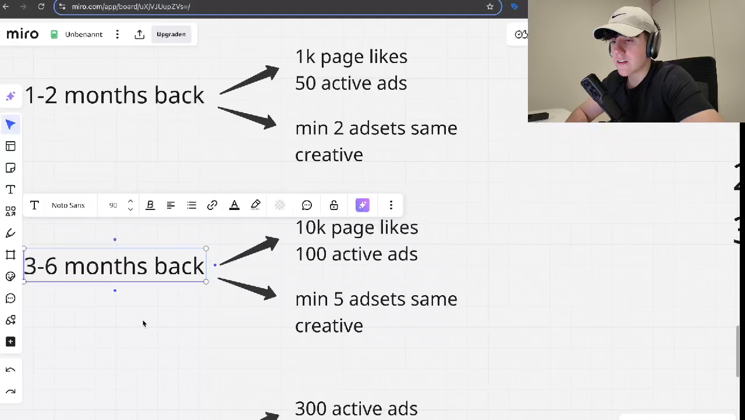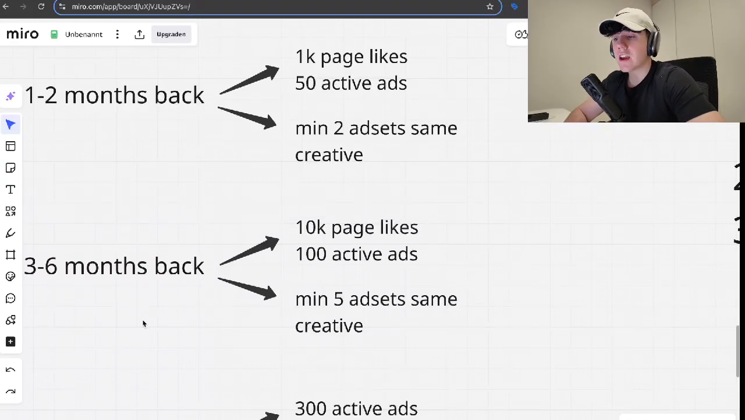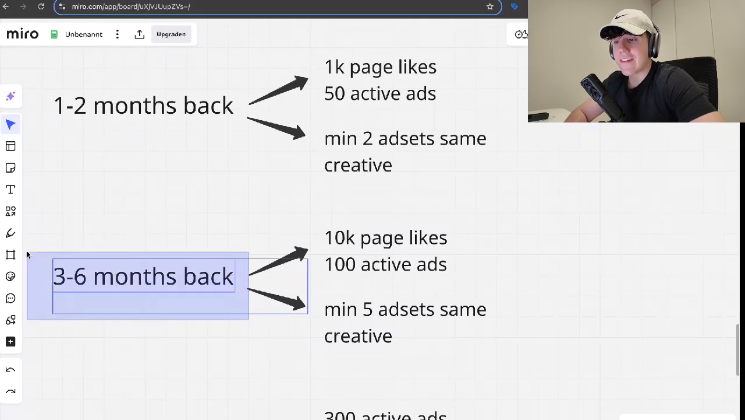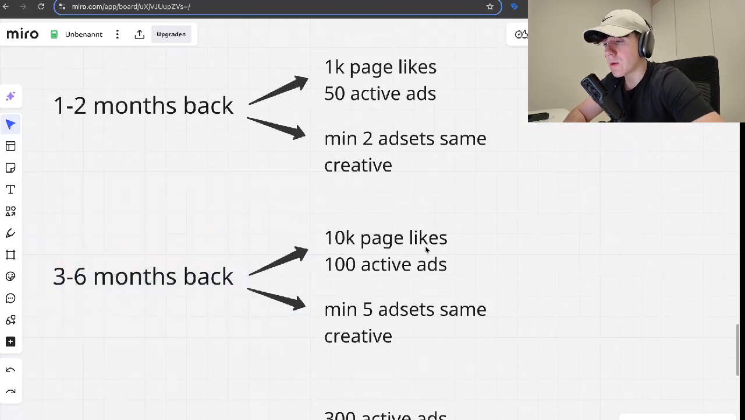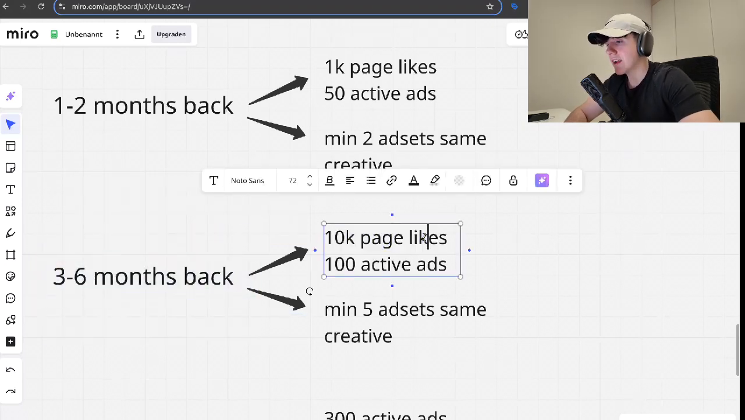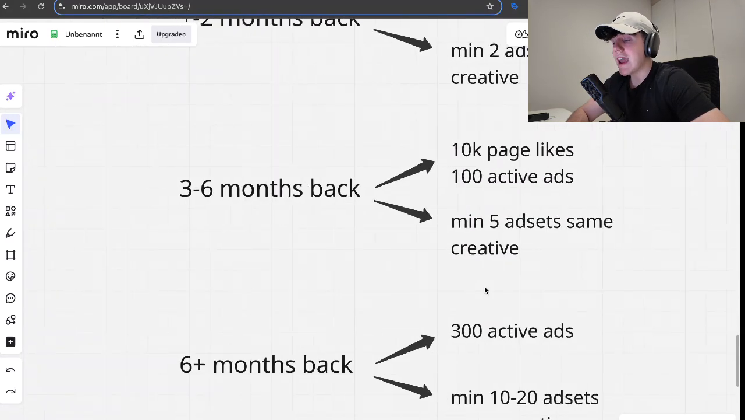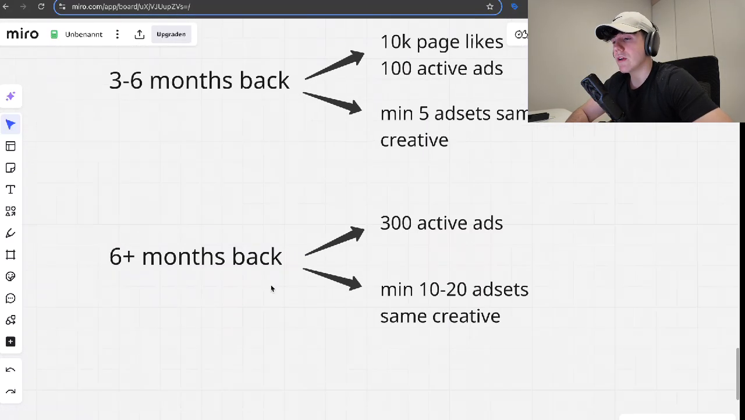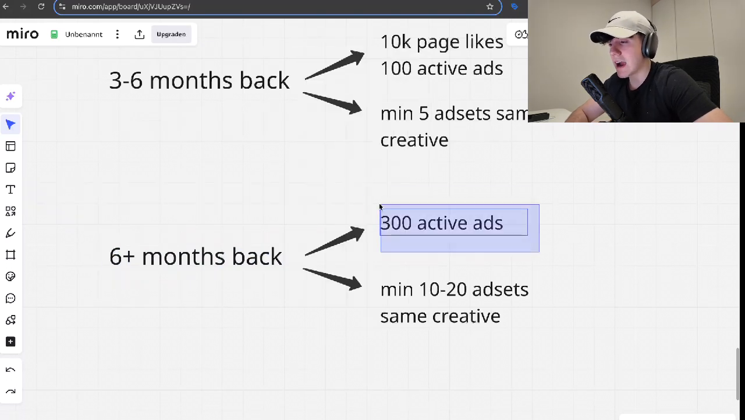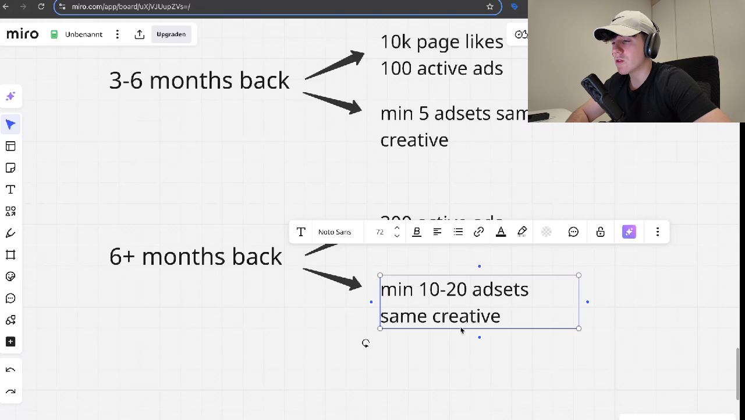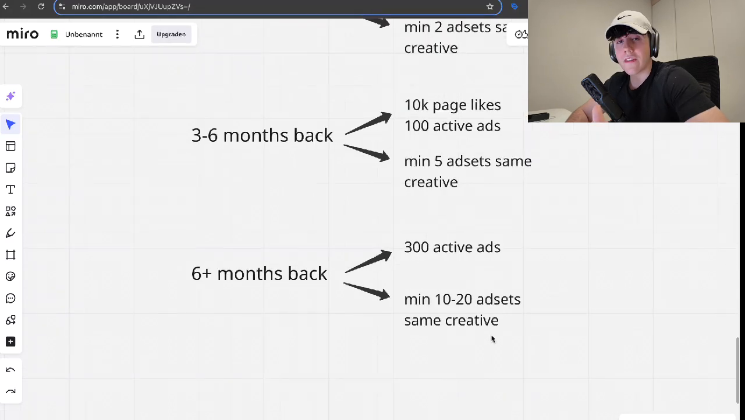Now, 3 to 6 months. If you go back 3 to 6 months, obviously you already want bigger competitors here, because these are, once again, ads that were launched 3 to 6 months ago but are still active to this day. So we want to look for at least 10,000 page likes and at least 100 active ads. And at least one of the ads should be used by at least 5 different ad sets. Okay, very important. And for any brand that you find from over 6 months back, you're going to look for at least 300 active ads and at least 10 to 20 ad sets that are using one of the same creatives.